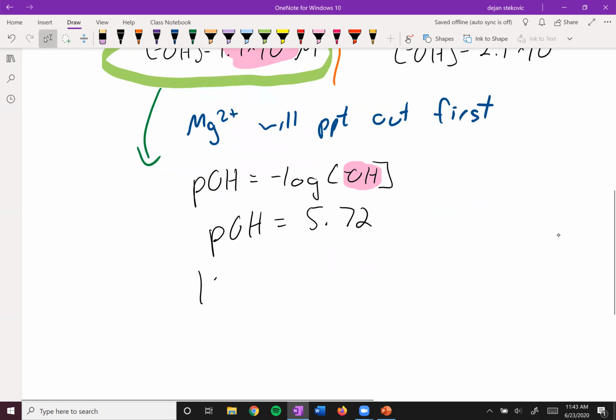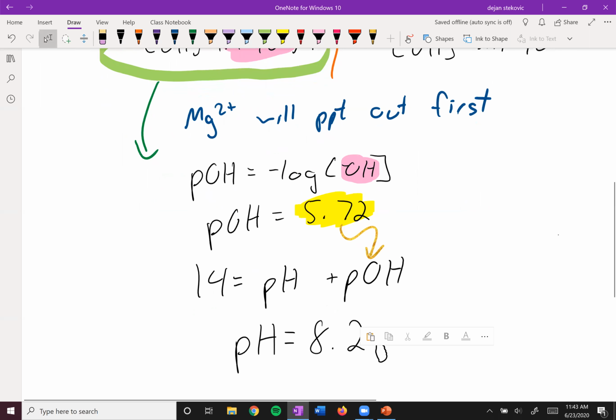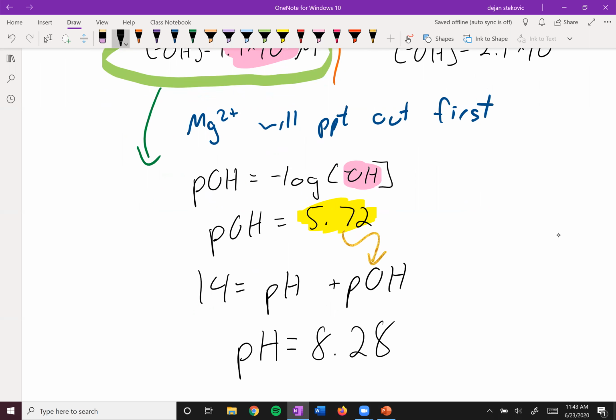And then we know that 14 is equal to pH plus pOH. So we can take this 5.72, plug it into our pOH, and then solve for a pH of 8.28 as our final answer. So the magnesium hydroxide will begin to precipitate out at a pH of 8.28.